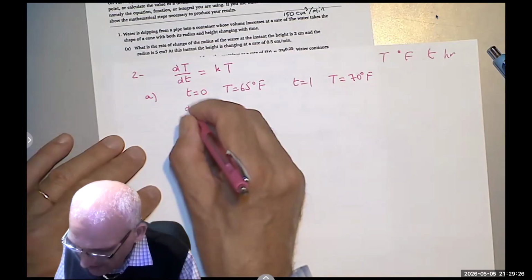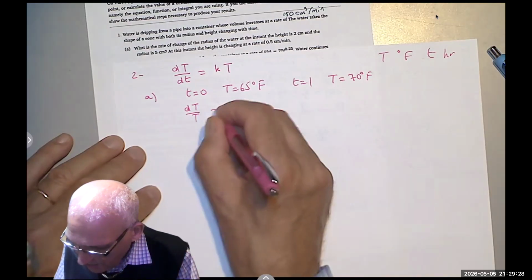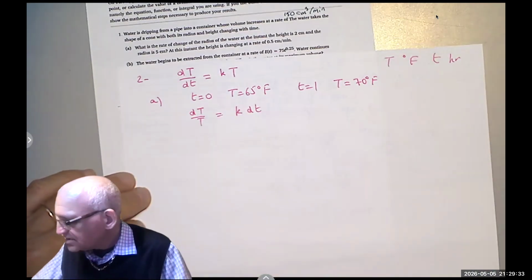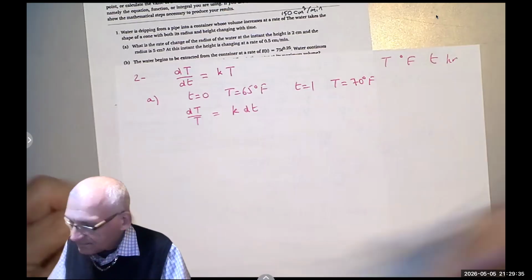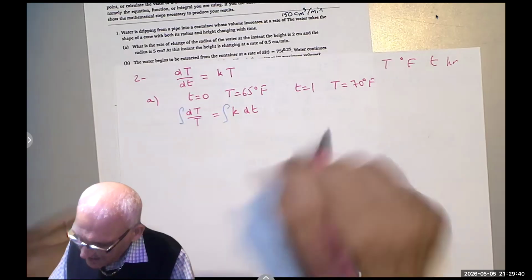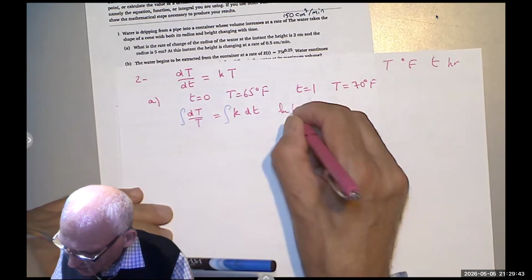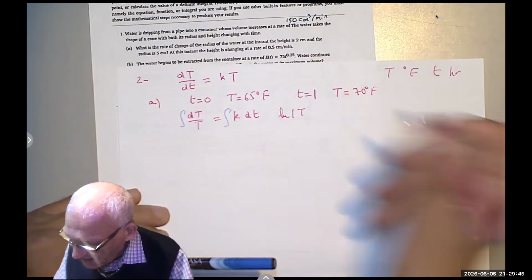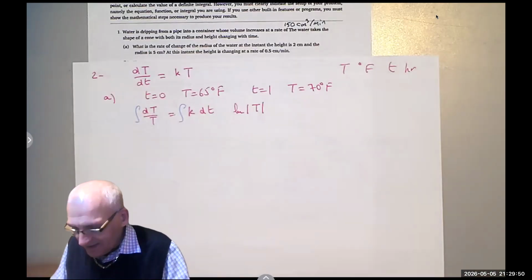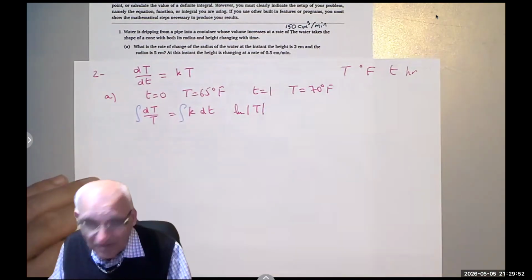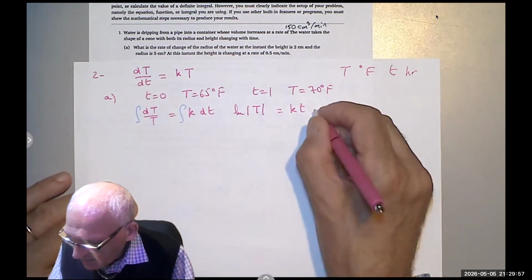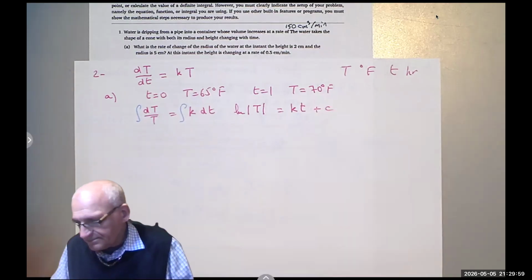Of course, I'm going to say dT over T equals k dt. And then we'll integrate both sides, right? The integral of the left-hand side is natural log of T. I'm going to use absolute value, even though the T here is in Fahrenheit and, unless they ask us for a negative temperature, is positive. I don't need the absolute value, but it doesn't harm. Equals kt plus a constant.